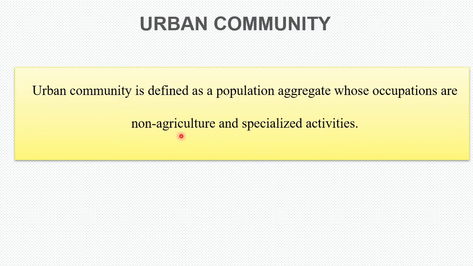Their main occupations are non-agricultural and specialized activities, which means people in an urban community take up occupations not related to agriculture. It could be the construction sector, or they could work in the manufacturing sector, or be a part of the communication industry or the transport industry. So urban communities are understood by their occupation and the kind of specialized activities in which they are involved.